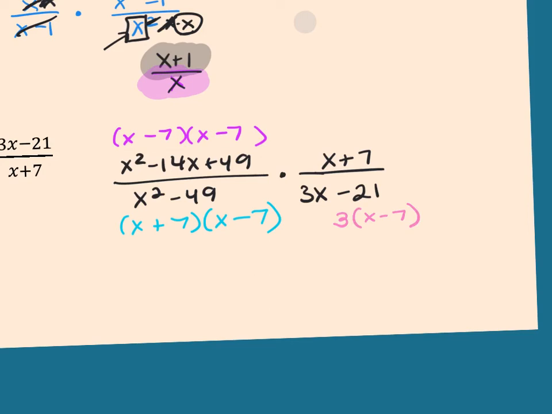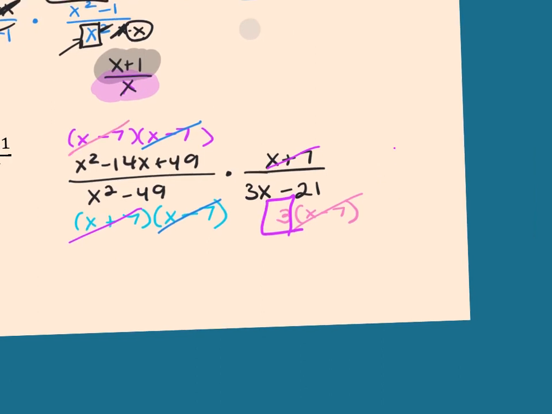So on the left-hand side, I can cancel the x minus 7s. On the right-hand side, top to bottom, I can't cancel anything. But then top left, bottom right, I can cancel out the x minus 7. Top right, bottom left, I can cancel out the x plus 7. The only thing left in my whole fraction is the 3 that's at the bottom. So this would be 1 over 3.